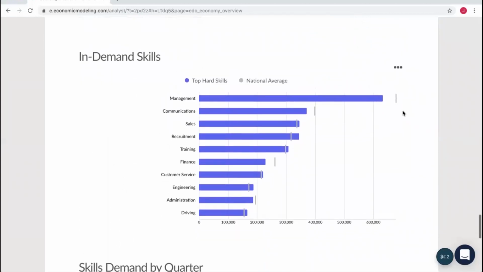So in-demand skills, this is a new section we've added into this economy overview report.